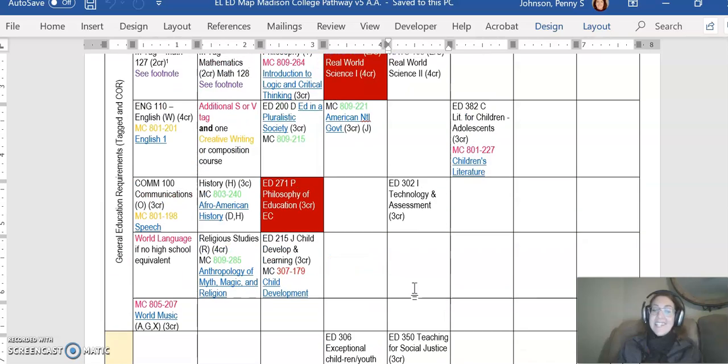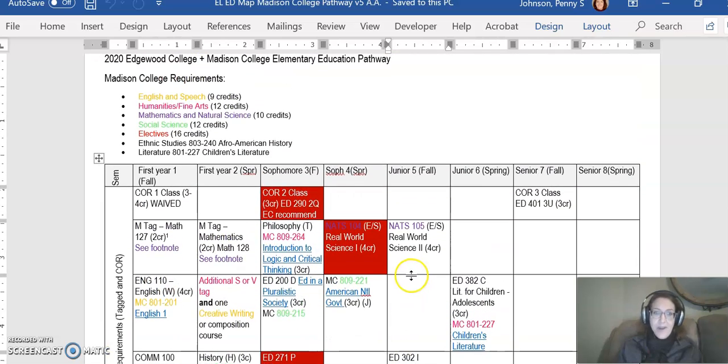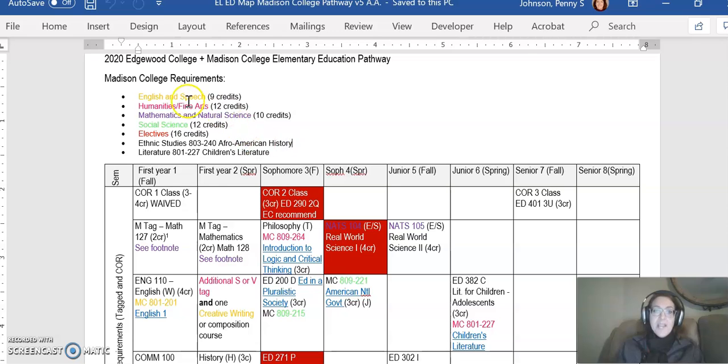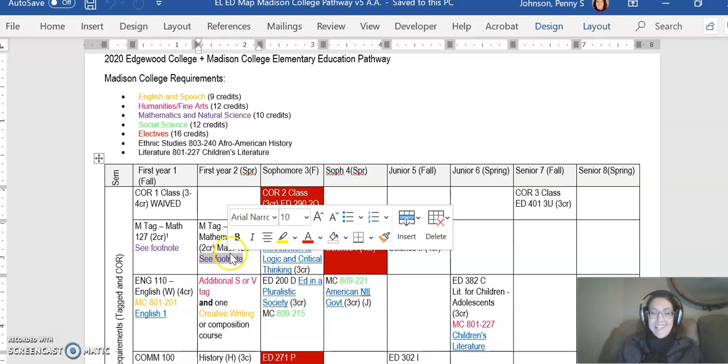All right, so now let's talk about our associate degree requirements. Oh, by the way, notice that I've color-coded them to help keep track of them. So the orangey yellow are English and speech requirements, pink is humanities, fine art, purple, math and science, social studies, green, electives are red. And then you just look for that color in the box.